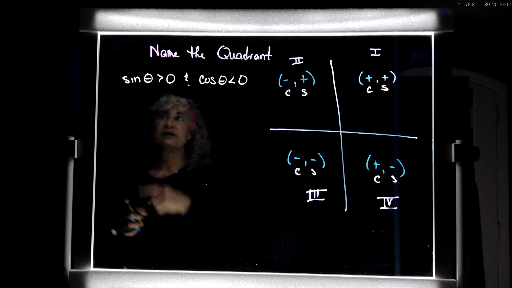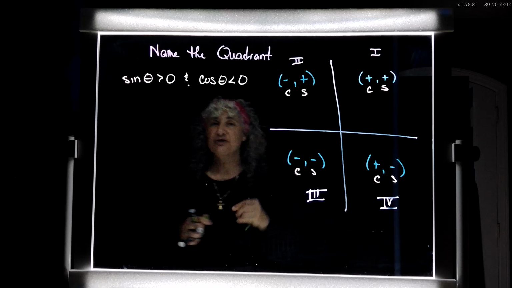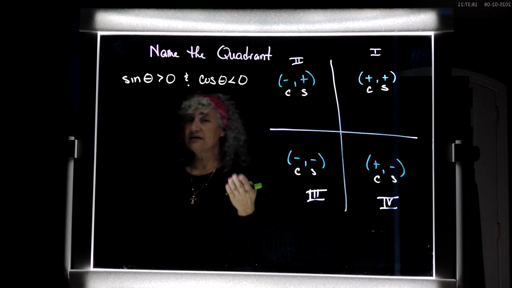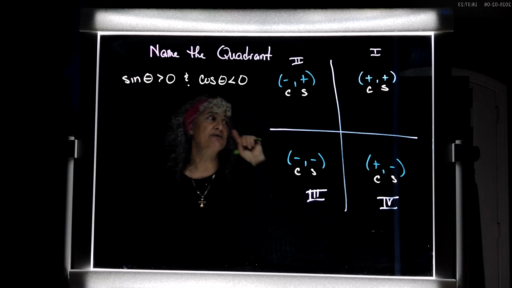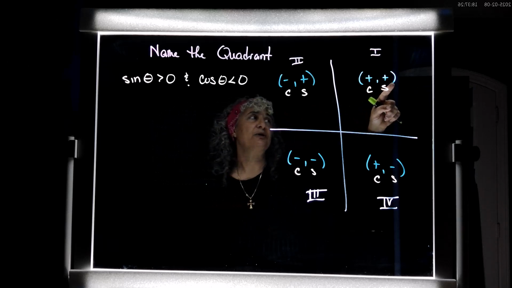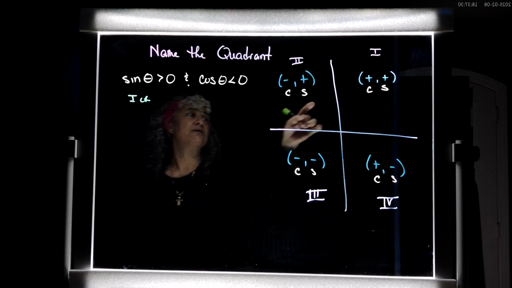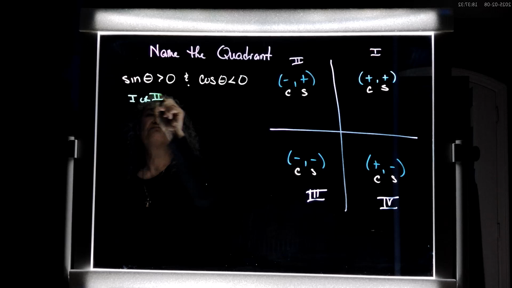So let's look at the first part. It's telling me the sine of theta is greater than 0. So I need to know where sine is positive, because positive numbers are greater than 0. Well, sine is the y value, so that's either quadrant 1 or quadrant 2.